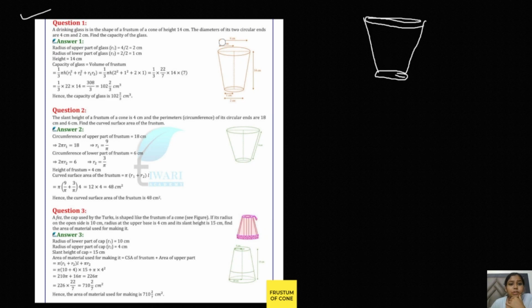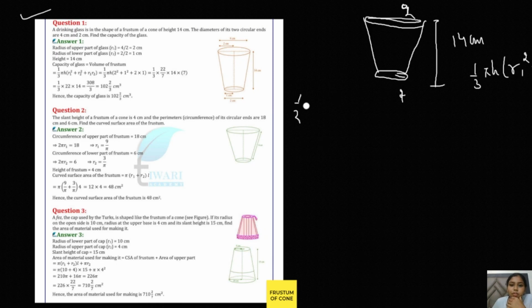In the shape of frustum of cone, the height of the cone is given as 14 centimeters. The diameters of the two ends are 4 and 2, so obviously the radius will be 2 and 1. Find the capacity of the glass. This is the easiest question I have witnessed. You just have to apply the formula. Formula is 1 by 3 pi h (r1 square plus r2 square plus r1 r2). You just have to put the values in this particular formula.